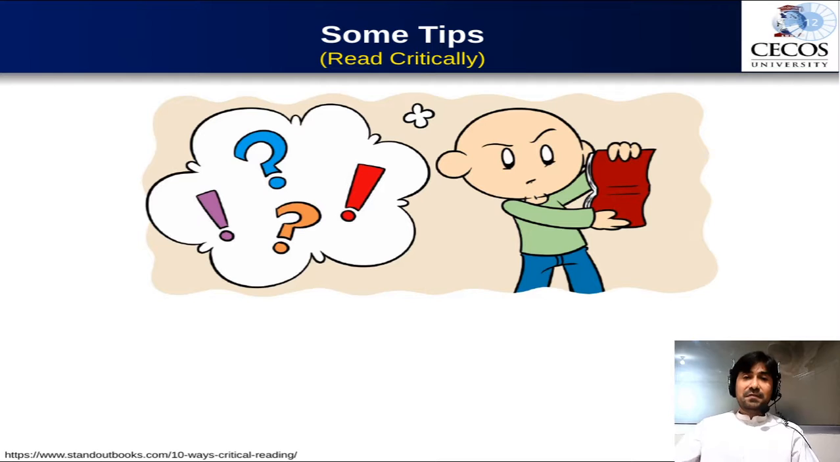Okay, so this was a three-phase approach, and if you follow this approach, you would be able to understand the paper very well. Now, some tips while you are reading the paper, some useful tips. The first thing is that you have to read critically. You do not need to obey all the orders that the author is giving to you in the paper. You have to criticize the author for several things.